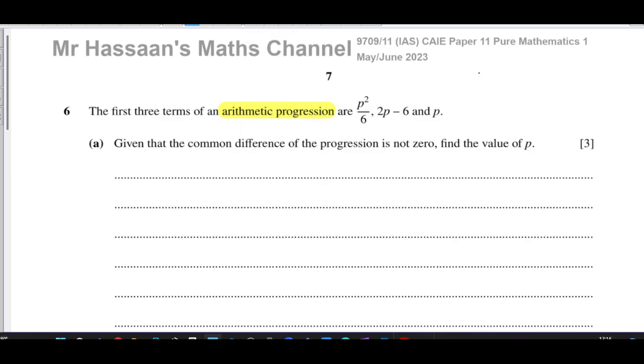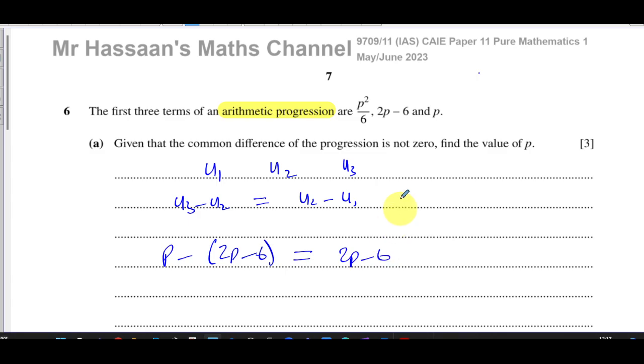So what we're going to do here is understand that if we have an arithmetic progression, U1, U2, U3, first, second, third term, then U3 minus U2 will be the same as U2 minus U1. If I subtract these two, it will give me the same value as subtracting those two, because you're going up by the same amount each time. So in this case, we'll have p minus (2p minus 6), in brackets to keep it clear, must give me the same answer as 2p minus 6 minus p squared over 6.